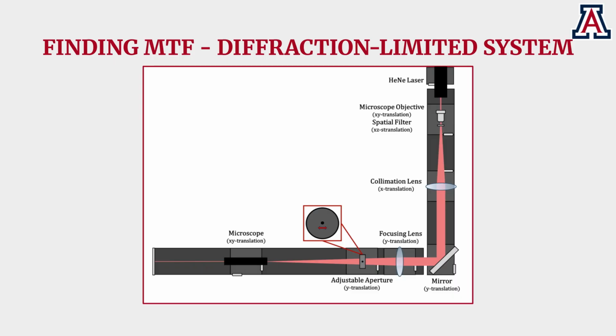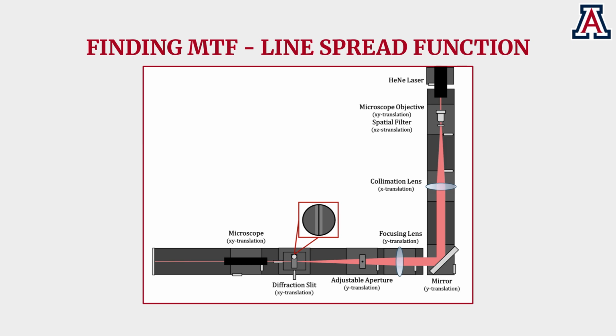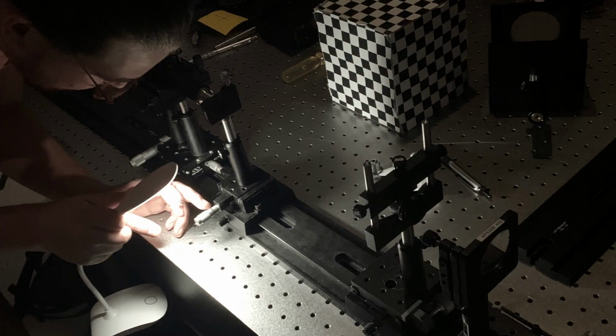Measure the distance between the lens and aperture and calculate the f number and cutoff frequency of the new diffraction-limited system. Use the microscope to find the best focus, place the diffraction slit set upon an XY translation stage at this position and calculate the slit width.